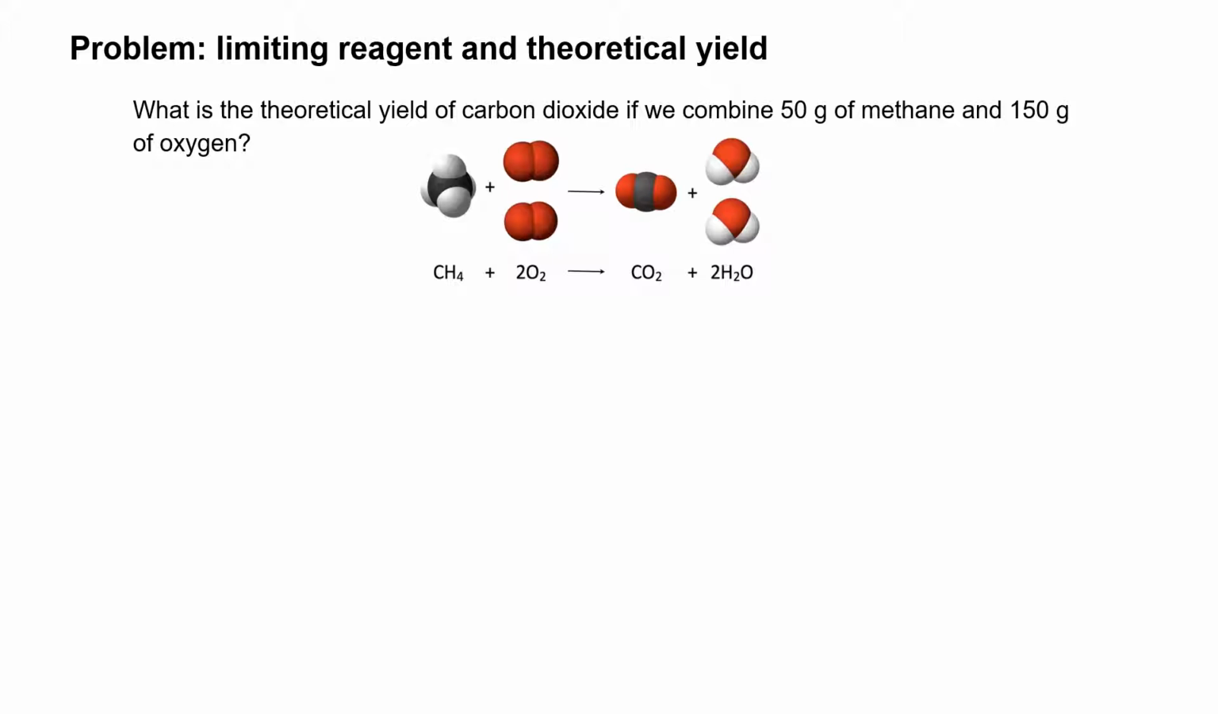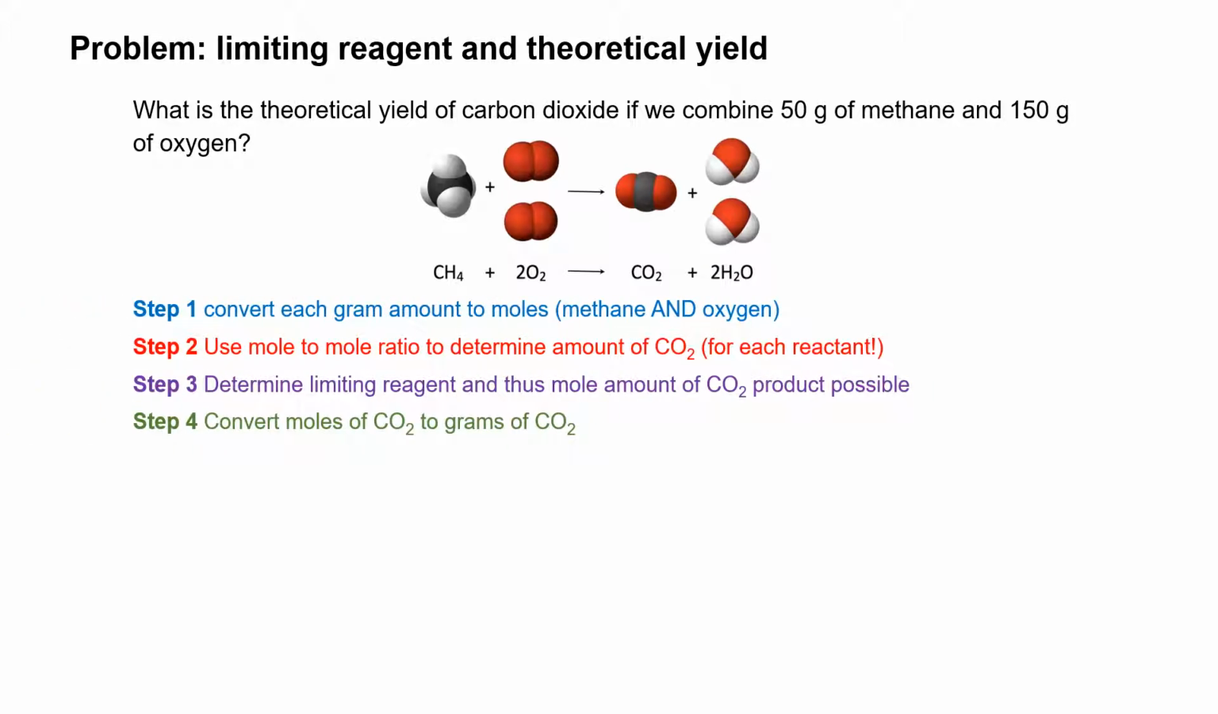So here we are, back to our methane combustion reaction, which we saw previously. And we're going to follow a series of steps in order to figure out what the theoretical yield of carbon dioxide could be. Step 1 of this process, since we're given gram amounts of both reactants, is to take each of these reactants and convert them both to moles. It's critical to do both.